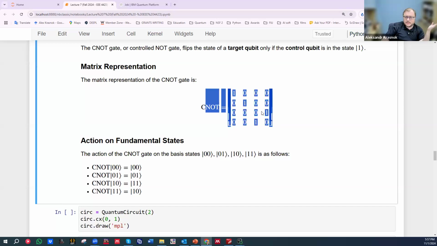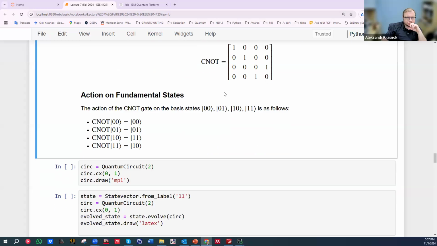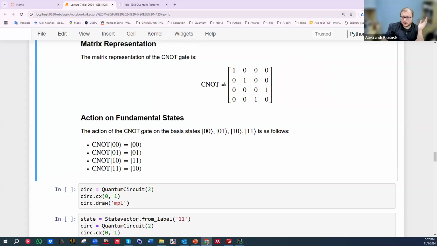In terms of the matrix representation, this is the matrix. It's a 4x4 matrix because now I'm working with two qubits, right? Two states of one qubit, two states of another qubit. Multiplication creates the state with four terms. So input is 4 and output is also 4. So the matrix is 4x4.